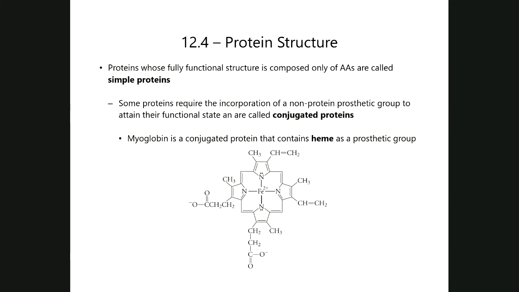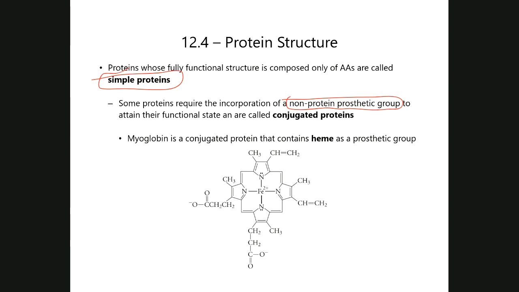All right, so let's introduce a little bit of new terminology. Whenever a fully functional protein is composed entirely of amino acids and nothing else, and it's still fully functional, we call that a simple protein. However, some proteins require, as I've mentioned with the sugars, but it doesn't have to be sugar, as we're going to see, some proteins for their ultimate function require the incorporation of a non-protein, what we call a prosthetic group. And that is what then ultimately gives them their function. Without that, they cannot do their function, right?